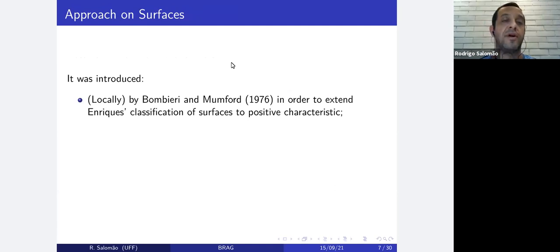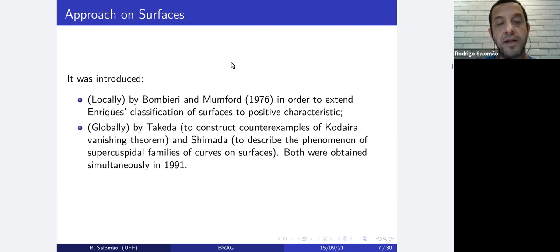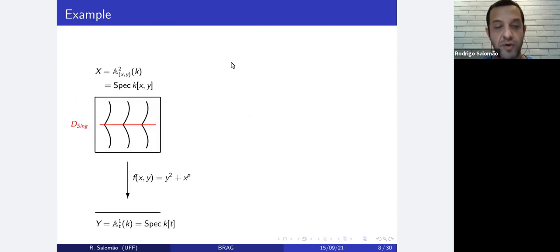Now I want to present another approach, which works only on surfaces. It was introduced locally by Bombieri and Mumford in Enriques' classification of surfaces, and globally by Takeda and Shimada. Takeda used this to construct counterexamples of the Kodaira vanishing theorem, and Shimada studied this phenomenon of families of singular curves on surfaces. To introduce this approach, I will give a nice example, which is exactly the example that I gave you before.